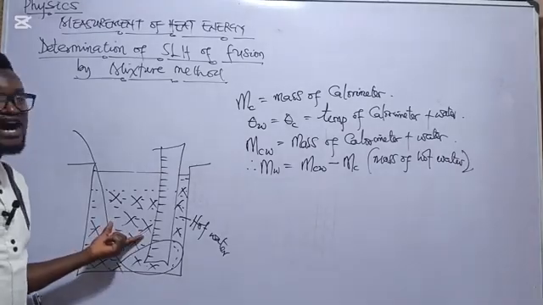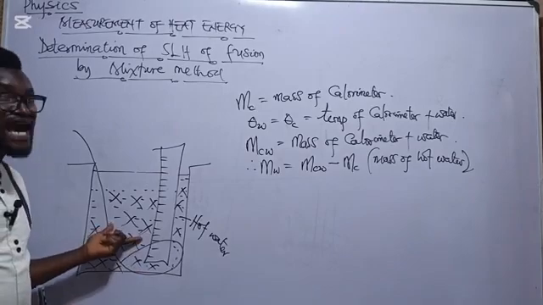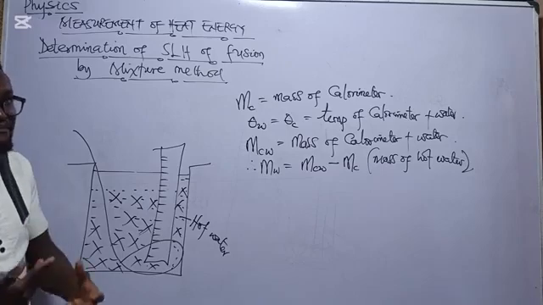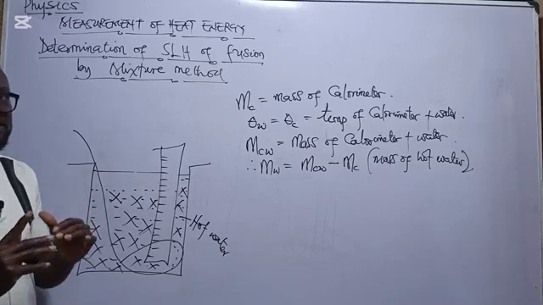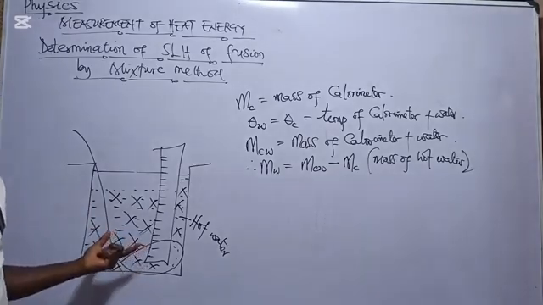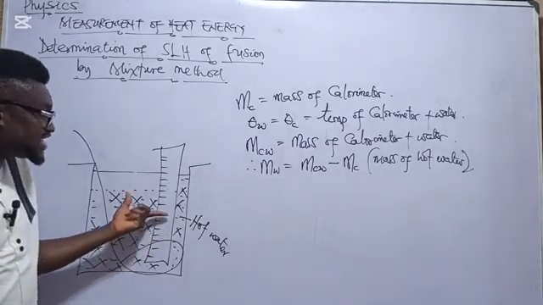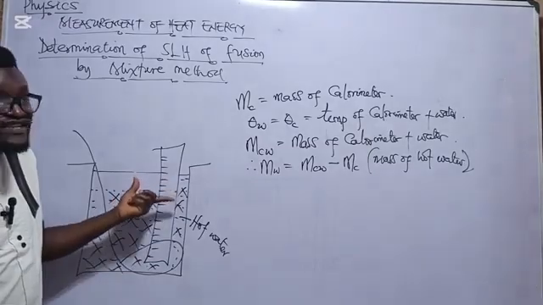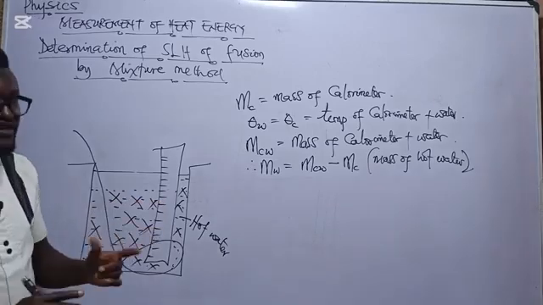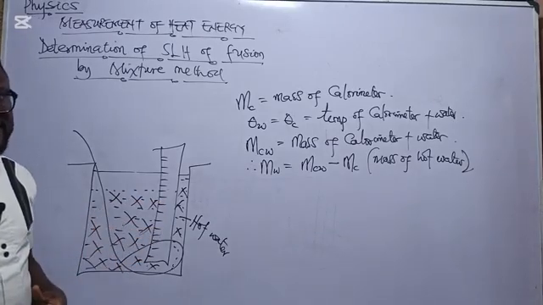So for it to have started melting implies that it has got to that 0 degrees Celsius. As it melts, its melting point is 0 degrees Celsius. You continue to stir it and also observe the experiment. At a particular point, you will see the thermometer start increasing, telling you that the temperature is no longer fixed, which means the whole ice must have been melted.